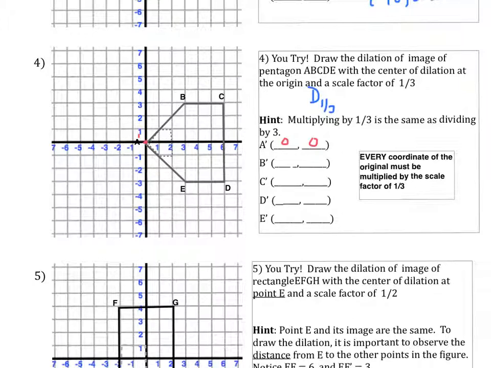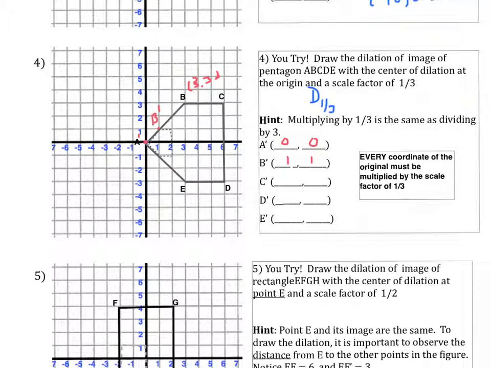All right, for point B, I see that it's at the point 3, 3. So if I want to go 1/3 the distance, divide each of those by 3, and that means that B prime is going to be at the point 1, 1. Because 3 divided by 3 is 1.